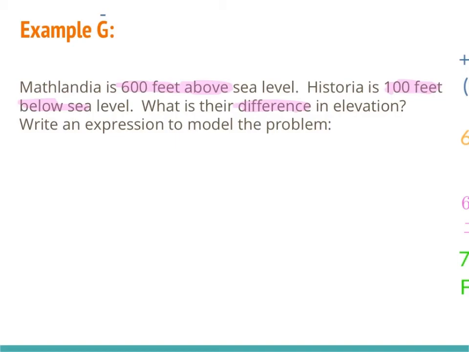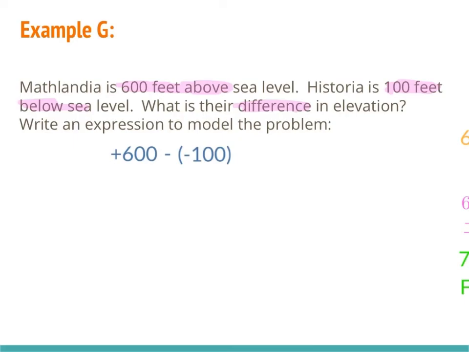So now I'm going to write an expression. Mathlandia is 600 feet above, so I know that's going to be a positive 600. Historia is 100 feet below, so I know that's going to be a negative 100. So now I have to figure that out, but I need to know which kind of math I'm doing here. It says to find the difference, so I know that's going to be subtraction. So I'm going to subtract the two of them. So now I've got 600 minus 100, or 600 minus negative 100.